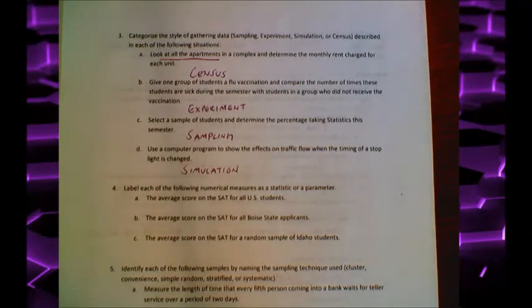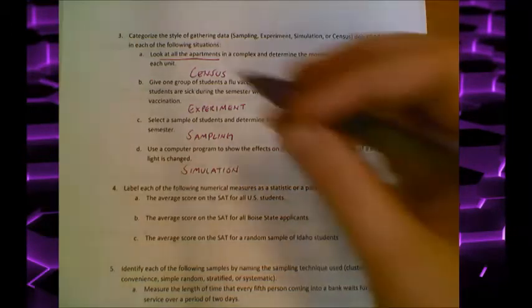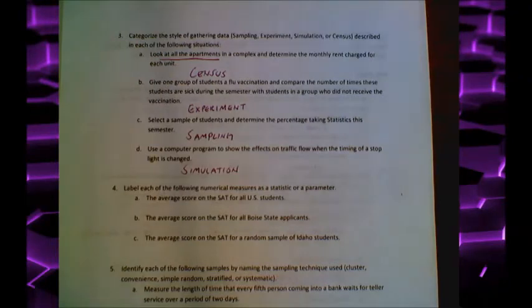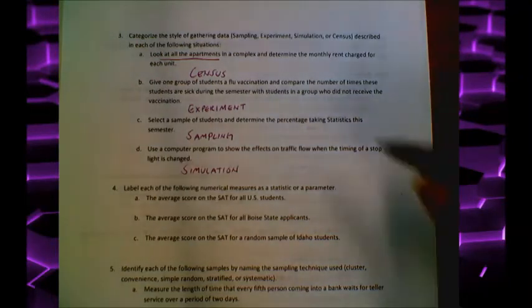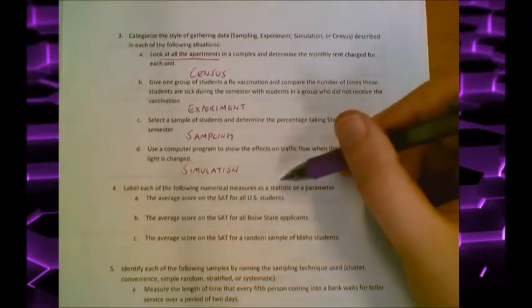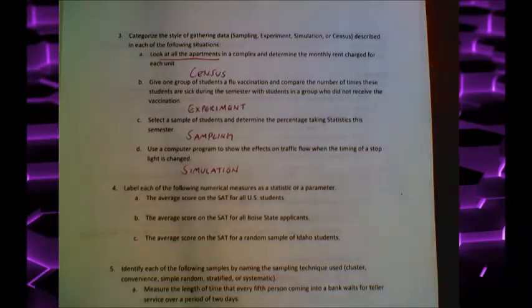All right, let me go down to number 4 here. Try to label these as a statistic or a parameter. Whereas a statistic comes from a sample, a parameter comes from a population. So that's really what this is asking. First of all, do you know what relates to what? And secondly, do you know what one is a sample and what one is a population?